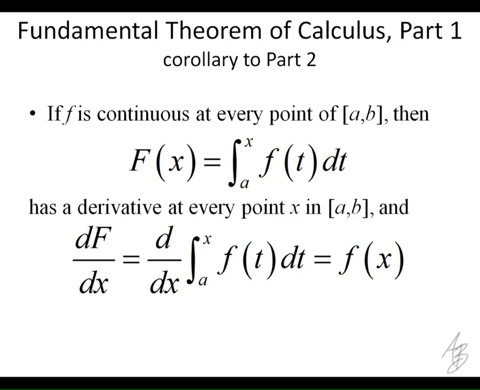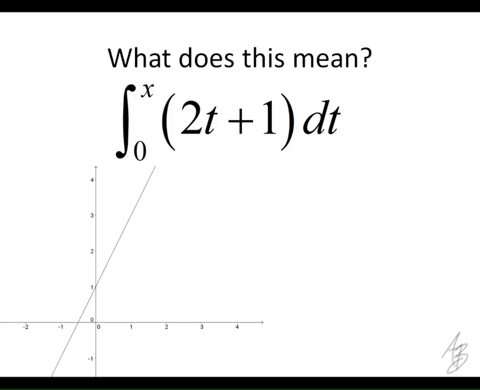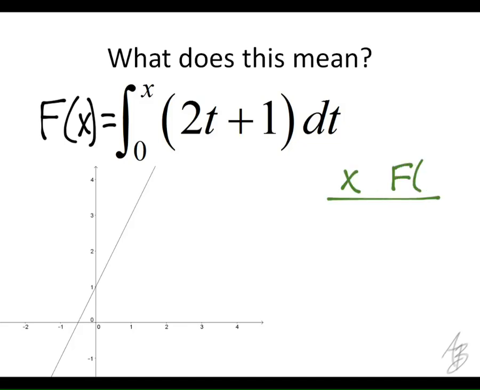So what we're doing here, and I want to look at it in terms of a specific example. Let's look at this function. I should probably write on here, we'll define this function. Big F of x is equal to the integral from 0 to x of 2t plus 1 with respect to t. Here's what that means. Let's just plug in different x values and see what happens. In fact, I'm going to make a chart here. So I'm going to say x and big F of x.